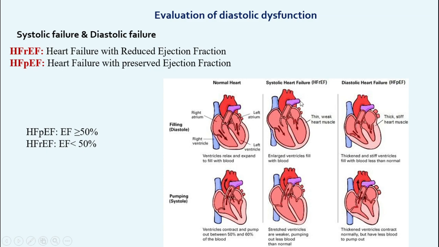As a general rule, but not always, in systolic failure, left ventricular volume and size usually increase and the ventricle becomes dilated. In diastolic dysfunction, left ventricular volume usually is normal or even less than normal.